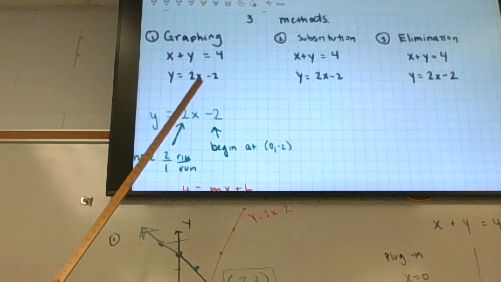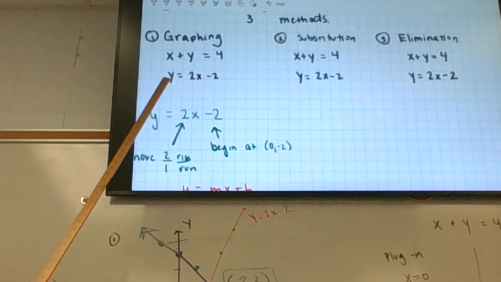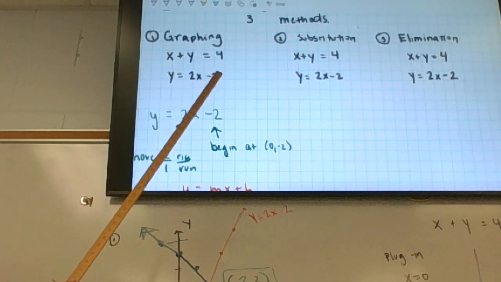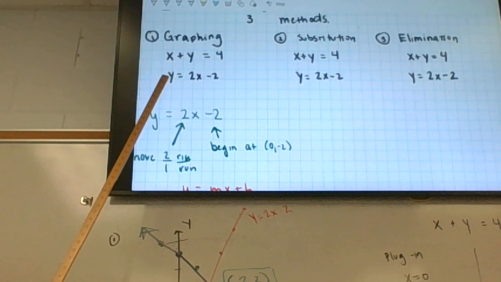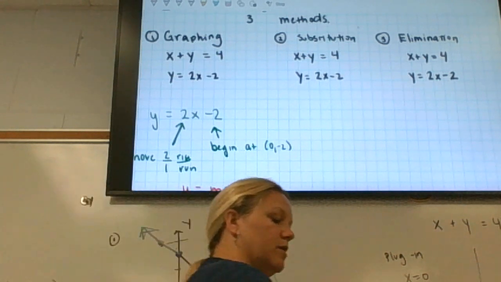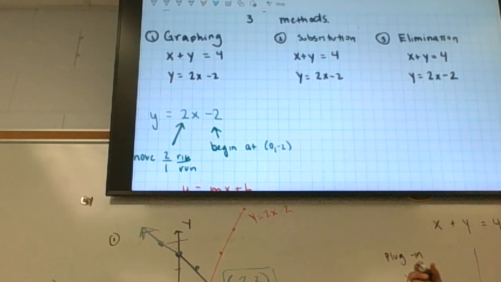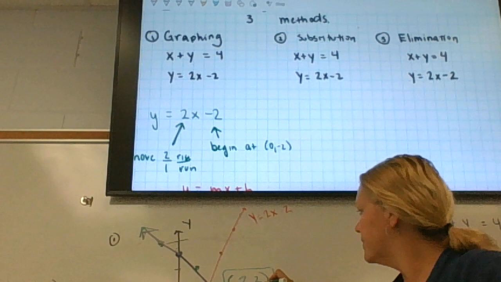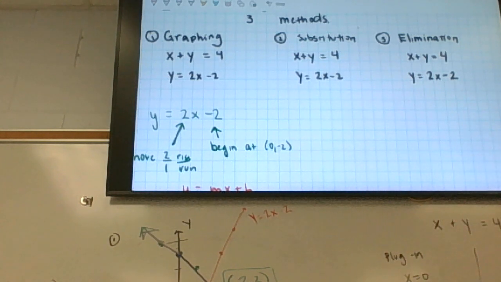I can also plug in 2 in here and here for x and y. This would be 4 minus 2 equals 2. So this ordered pair x and y works in both of those equations. It's a solution for both of them. You can always check by plugging in and see if it's true or not. Okay?